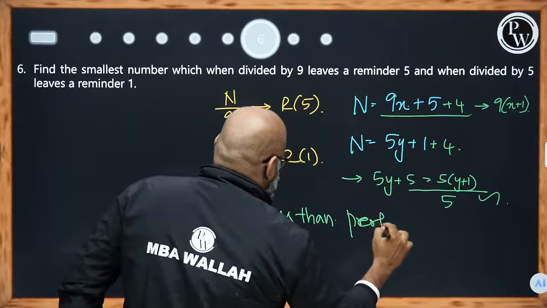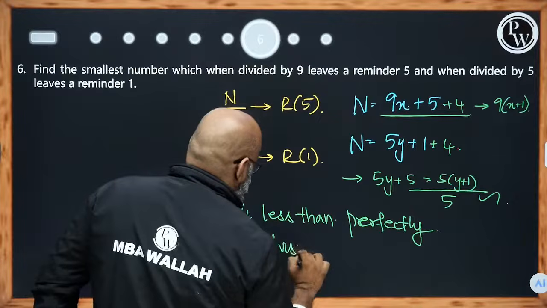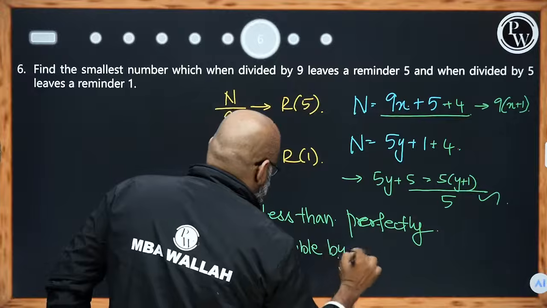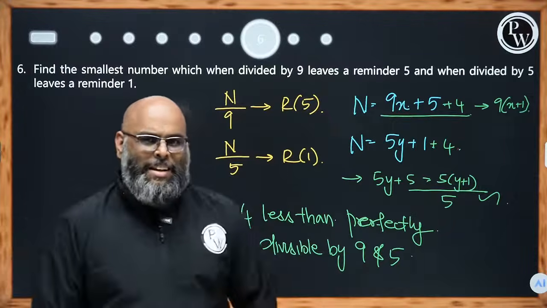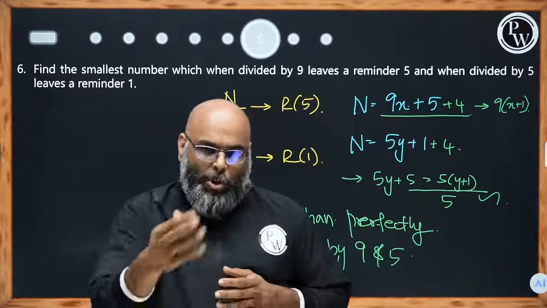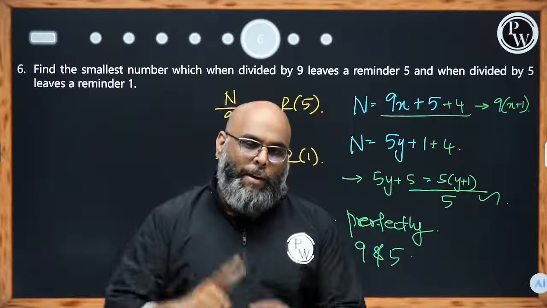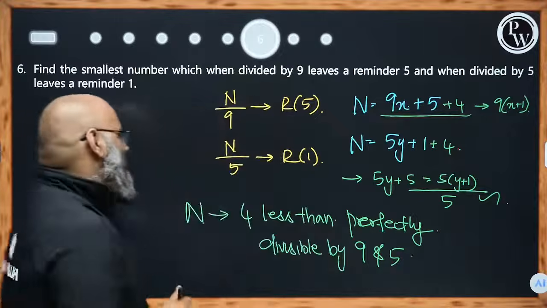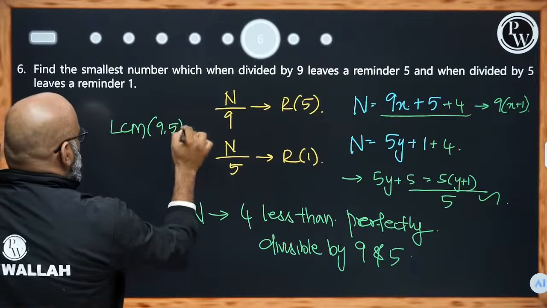perfectly divisible by 9 and 5. Can I say this? If the number had another 4 to it, this number would have been divisible by 9, this number would have been divisible by 5, or in simple words we can say LCM of 9, 5 minus 4.